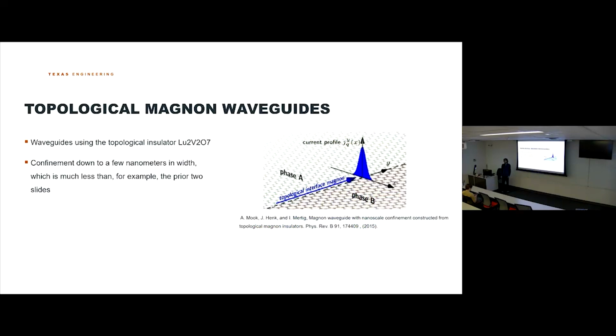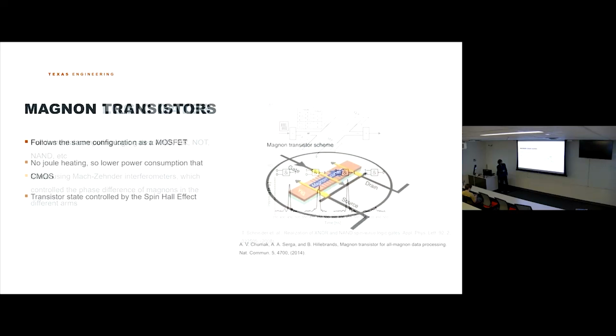The next thing I'll talk about is Magnon topological waveguides. So what this does is that it uses a topological insulator. In this case, it's ruthenium vanadate, and it confines the magnon to the boundary between two phases of the insulator. And this is important because it allows for a much smaller confinement width than other waveguide architectures.